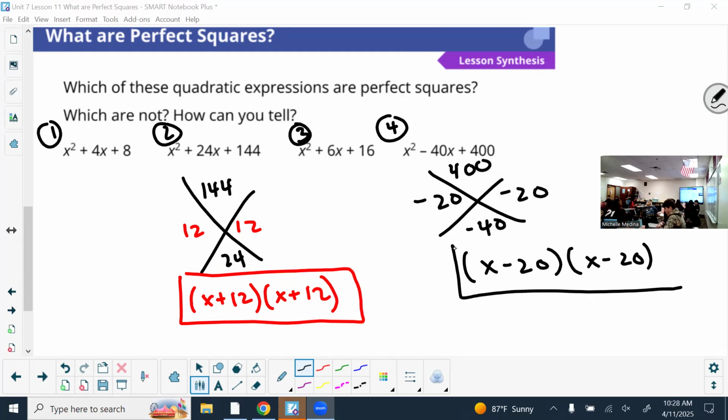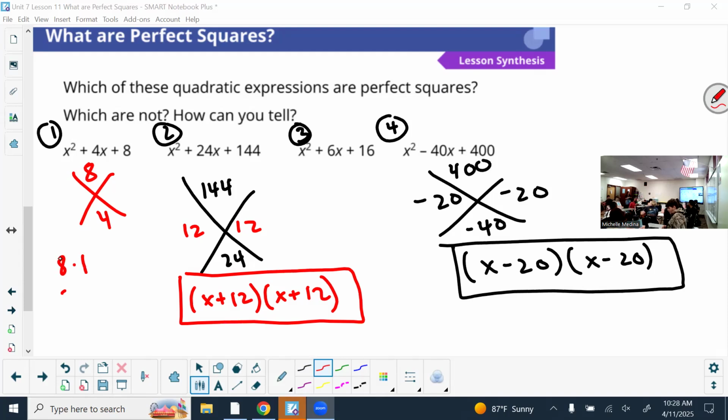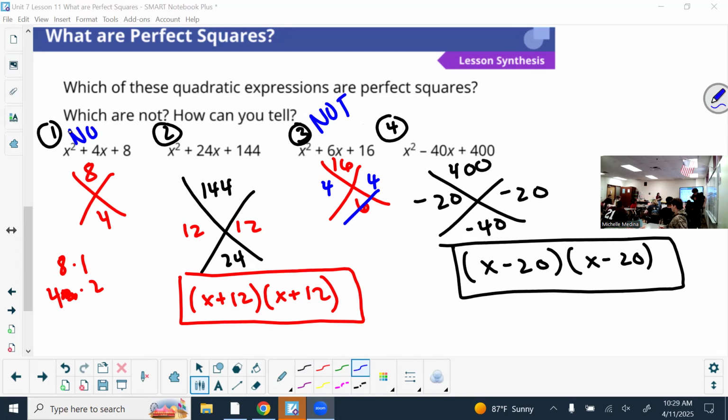The other ones are not, like if we tried, first of all, I can't think of any numbers that multiply to 8 and add to 4. So this one I think is times and no numbers that. So definitely not a perfect square then. And then this one over here, 16 is a perfect square, but 4 times 4 does not add to 6. Right, so that doesn't work, it makes it not. The second and fourth one.